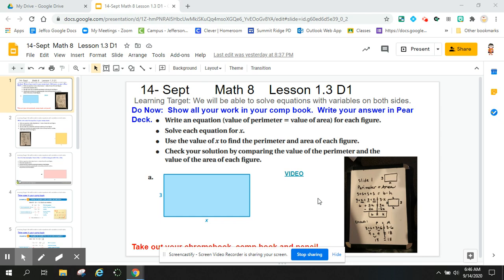It's Monday, and we're going to learn how to solve equations with variables on both sides. It's lesson 1.3, and it's day 1 on this.